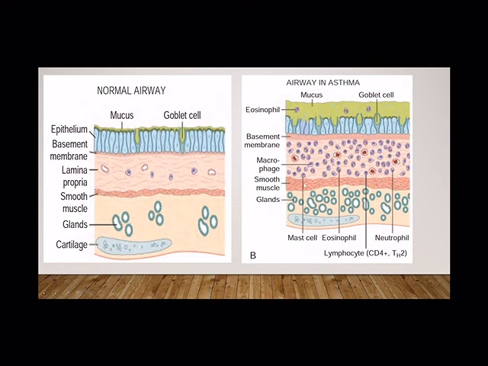Then look at your smooth muscles. Comparing to the normal airway, here there is hyperplasia as well as hypertrophy of your smooth muscle layers. The cartilage layer will also have hyperplasia. So overall there is a thickening of your airway wall. This is called airway remodeling.